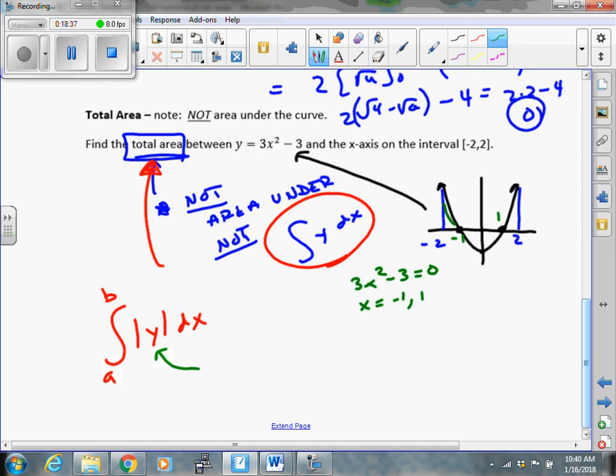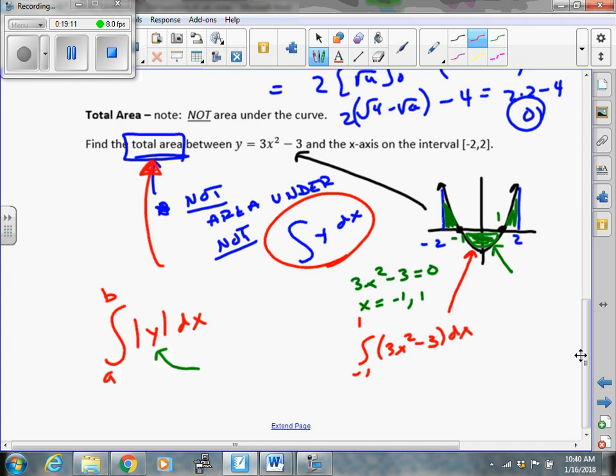So this region here is a positive area. This region here is a positive area. This region down here, the area under the curve is negative, but we're going to have to make that positive. So based on my picture, you can't quite do math without having a visual, I'm going to integrate from -1 to 1 the function 3x squared minus 3 dx. That number should be a negative number. I'm going to make it positive.